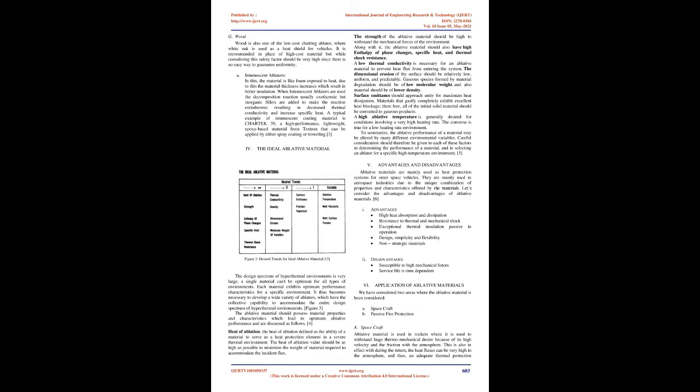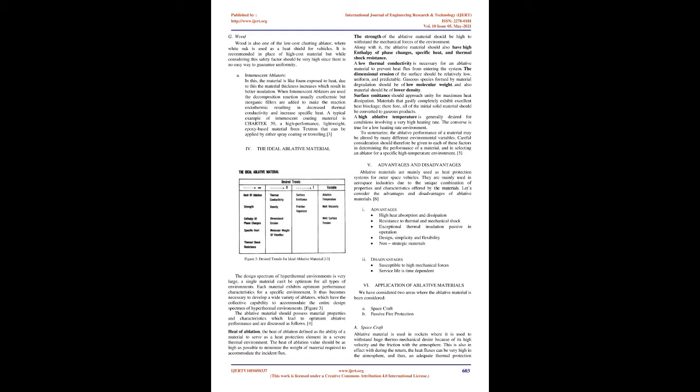A. Intumescent ablators. In this, the material is like a foam when exposed to heat. Due to this, the material thickness increases, which results in better insulation. When intumescent ablators are used, the decomposition reaction is usually exothermic, but inorganic fillers are added to make the reaction endothermic, resulting in decreased thermal conductivity and increased specific heat. A typical example of intumescent coating material is Chartec 59, a high-performance, lightweight, epoxy-based material from Textron that can be applied by either spray coating or troweling.